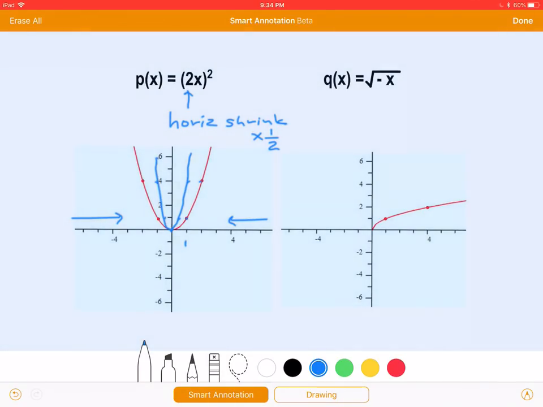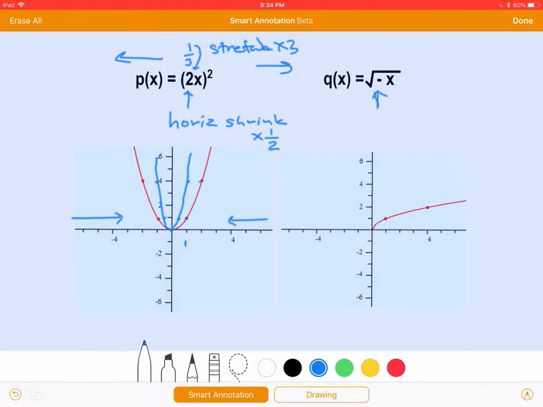And so it just got squeezed in horizontally. Had this been a fraction, like let's say 1/3, then that would have been a horizontal stretch times 3, and then it would have widened that thing out.